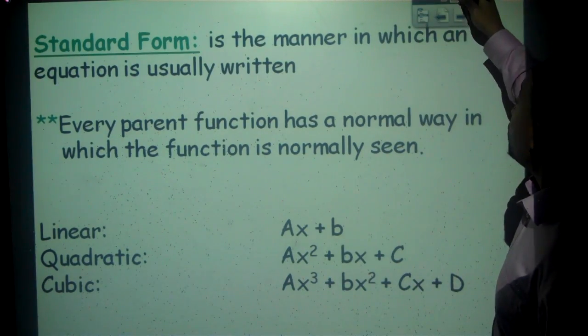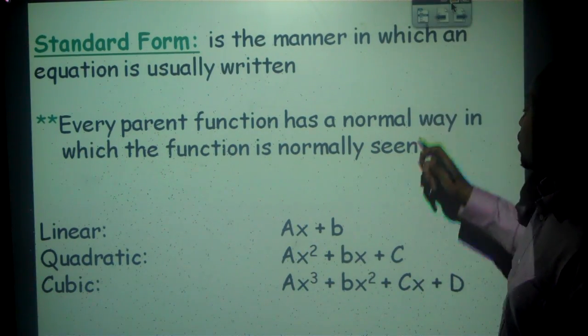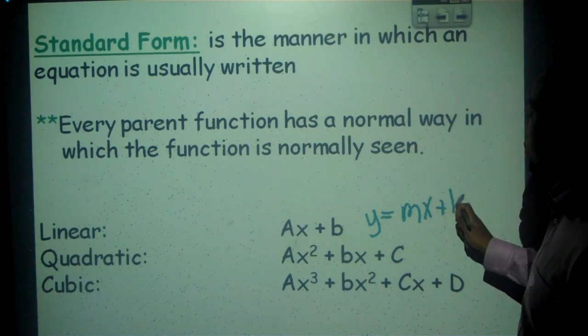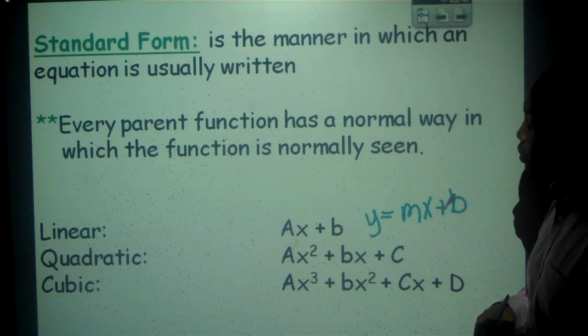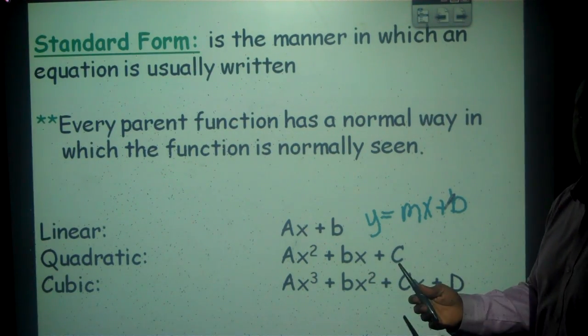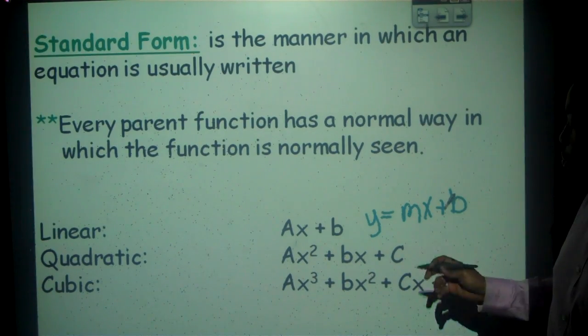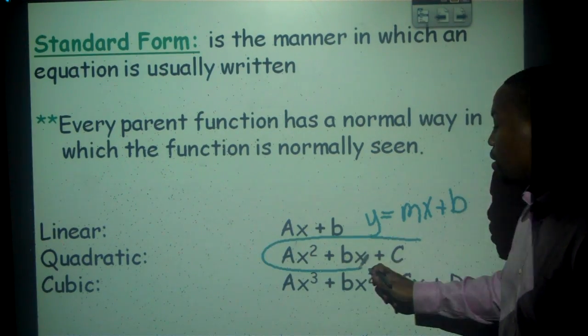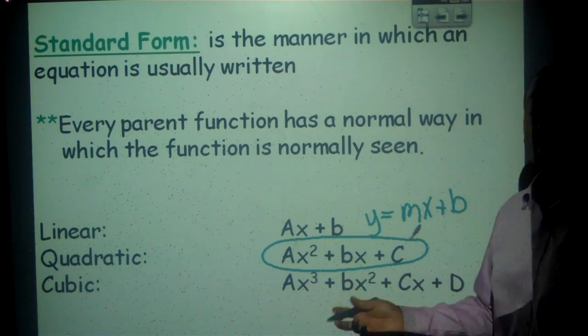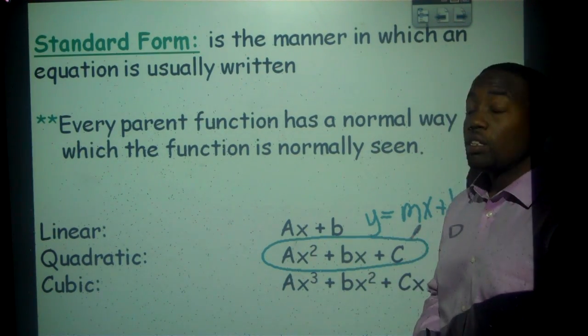So, a lot of y'all have seen y is equal to mx plus b, which is the slope-intercept form. Now, what we're going to focus on, of course, as I said earlier, is quadratics. We're going to focus on how to write this from standard form back into vertex form so we can actually graph it and find the vertex.